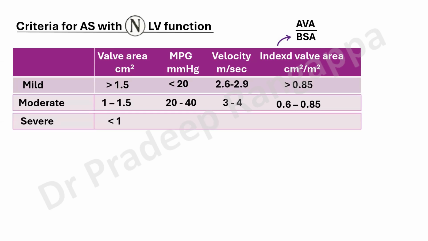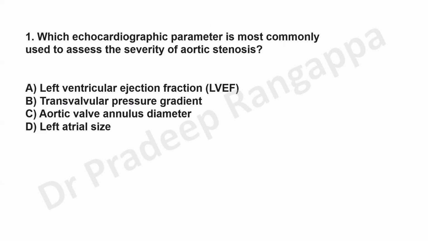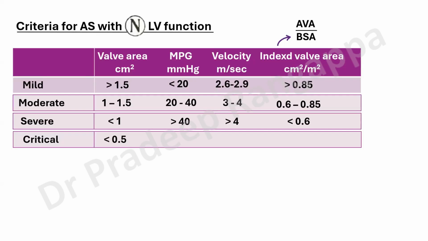Severe, you call it when valve area is less than 1, and valve area, you know how to calculate now. You take LVOT cross-sectional area times LVOT VTI divided by aortic VTI. And for mean pressure gradient, you put the cursor at the LVOT and put a continuous wave Doppler that gives you velocity and mean pressure gradient. Mean pressure gradient will be more than 40 in severe, velocity will be more than 4, and indexed valve area will be less than 0.6. And it is called critical aortic stenosis if it's less than 0.5. So that's about the echo assessment.